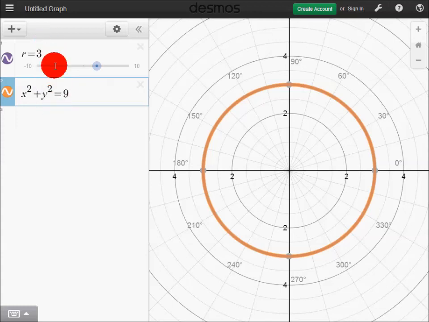So these two are equivalent graphs, just one is expressed in terms of polar, r equals 3, and the other is expressed in terms of rectangular coordinates, x squared plus y squared equals 9.